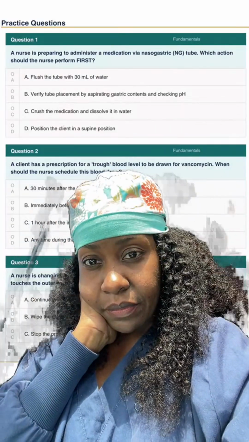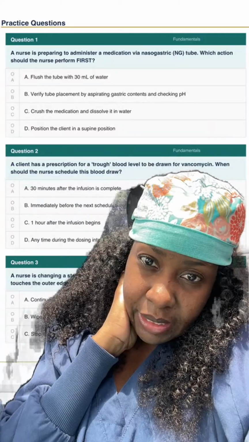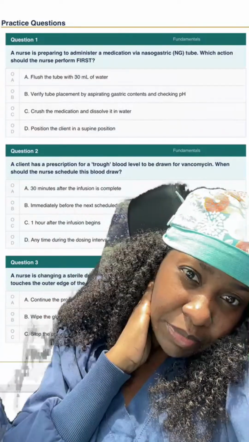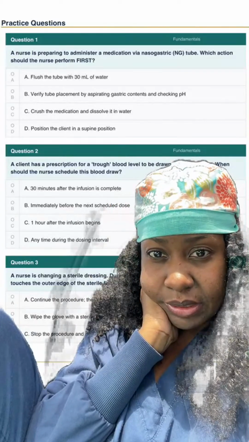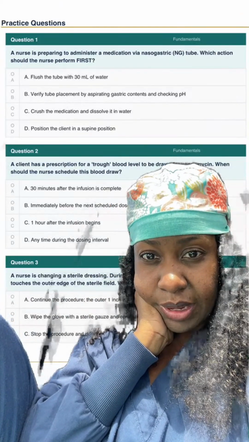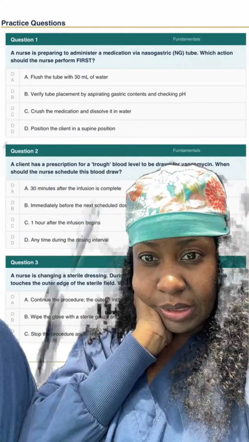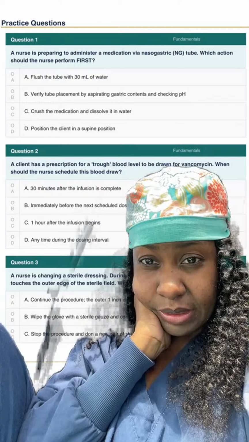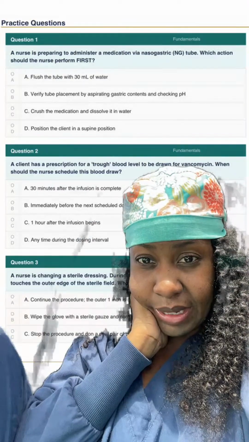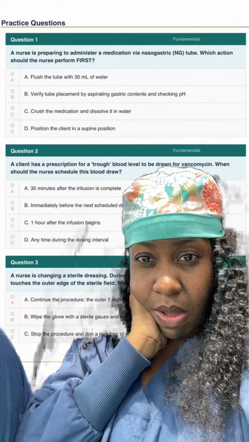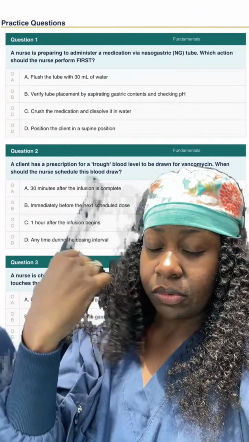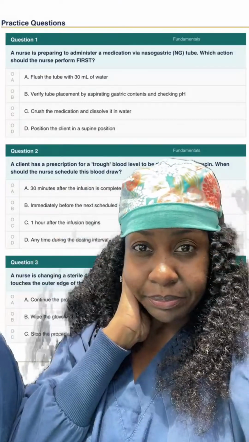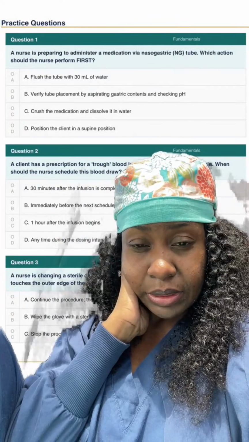Now we have A, 30 minutes after the infusion is completed. B, immediately, hold on, I don't know if you guys can see. Immediately before the next scheduled dose. C, 1 hour after the infusion begins. And D, anytime during the dosing interval. So, what do you guys think? Let me know what you guys think.